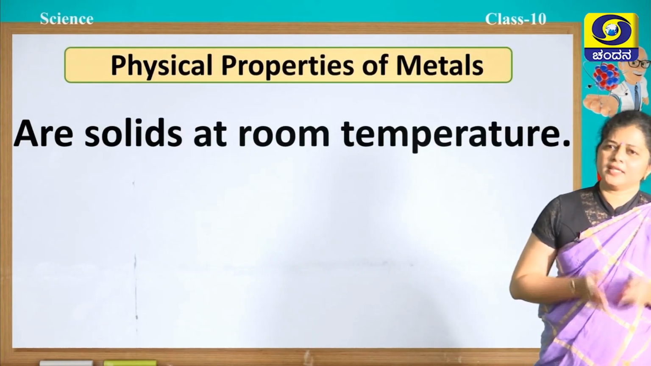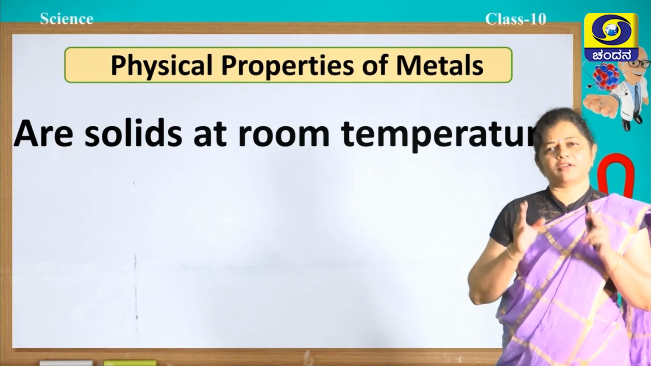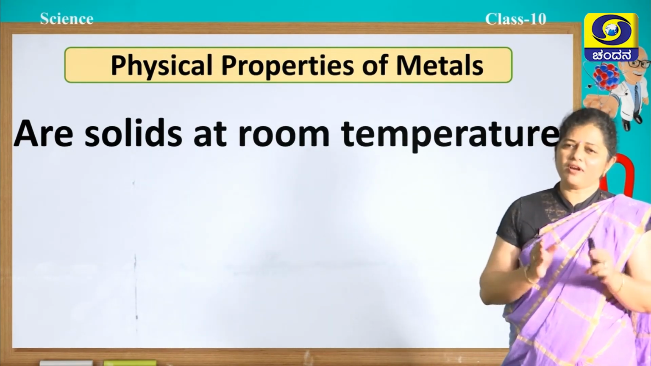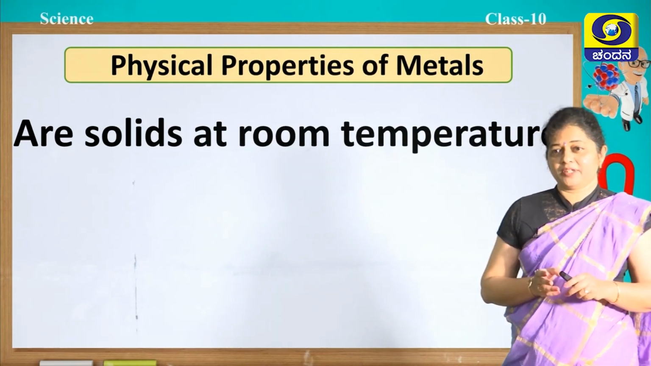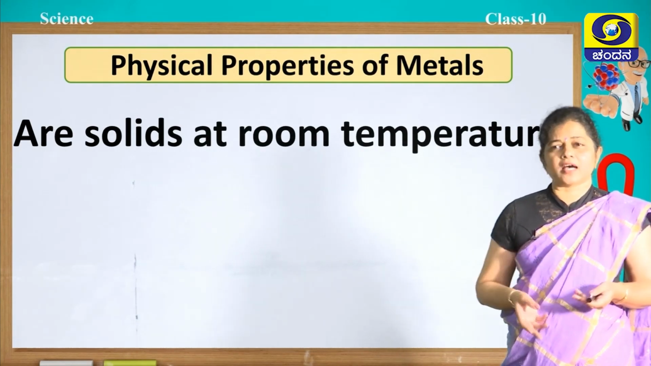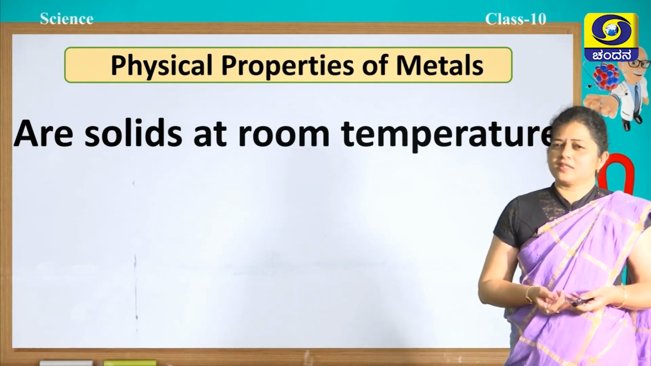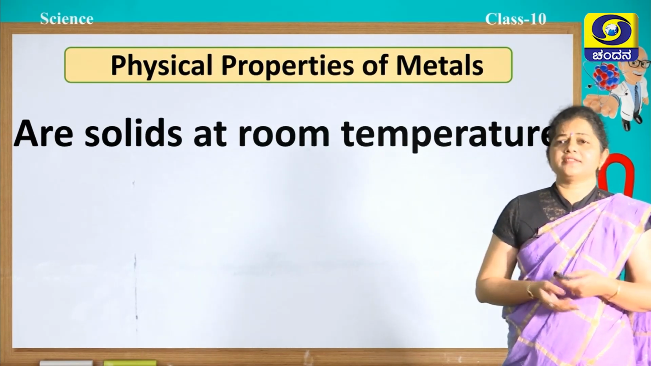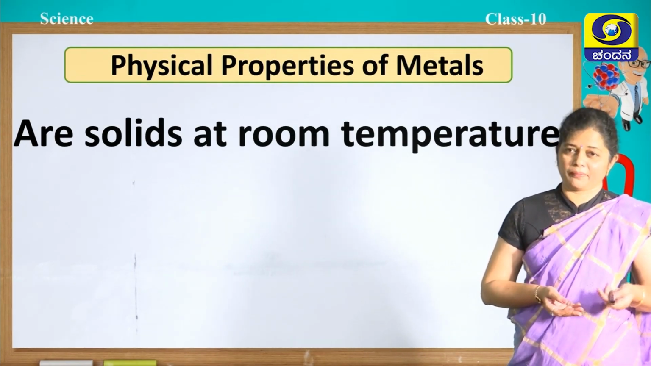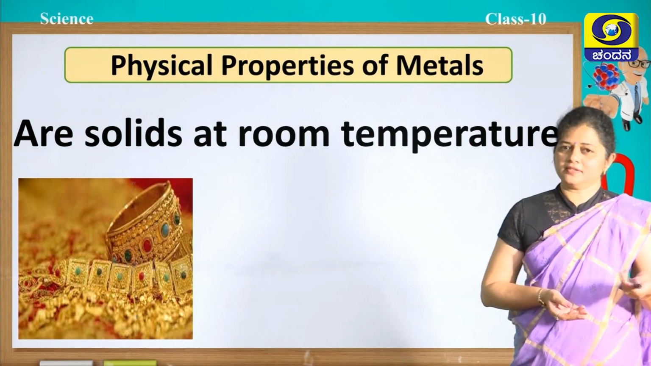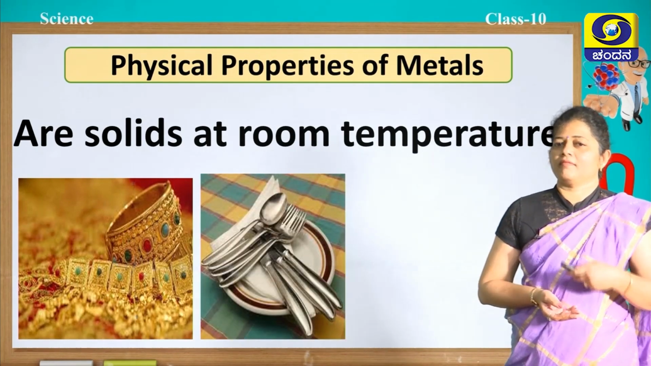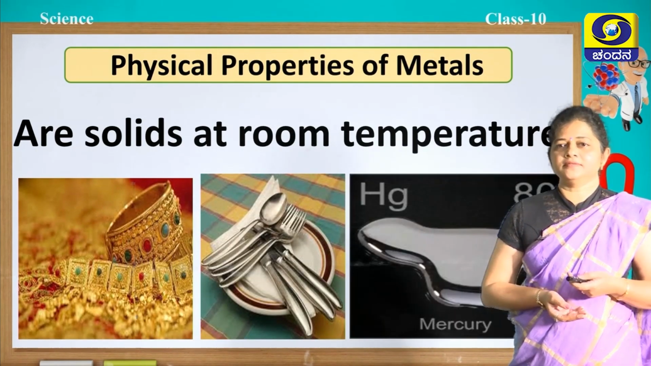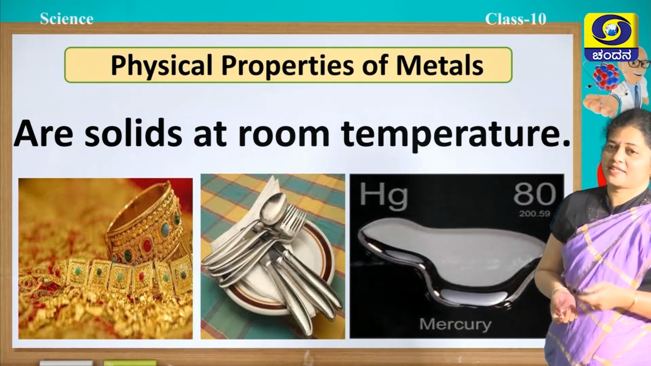And now, another important feature of metals is that they are all solids at room temperature. All metals are solids at room temperature. You would have seen either the iron, the gold or the silver, whatever you have seen, they are all solids at room temperature. So you can see here the gold, it is the steel. But there is an exception.